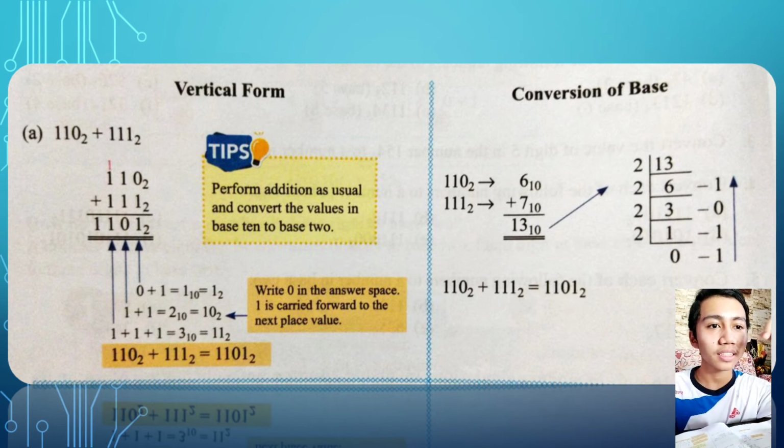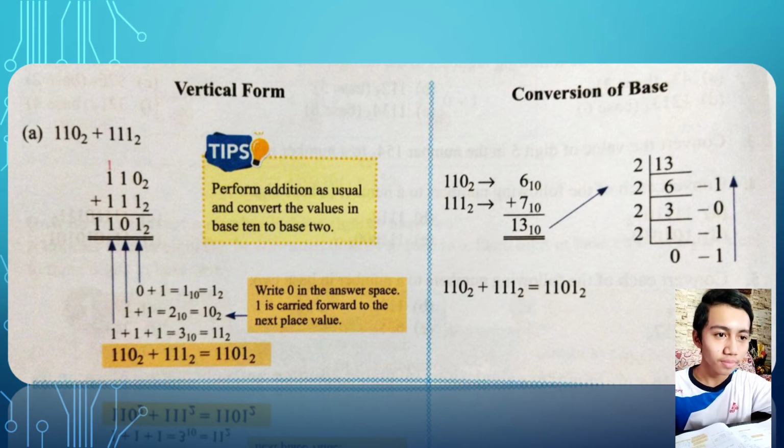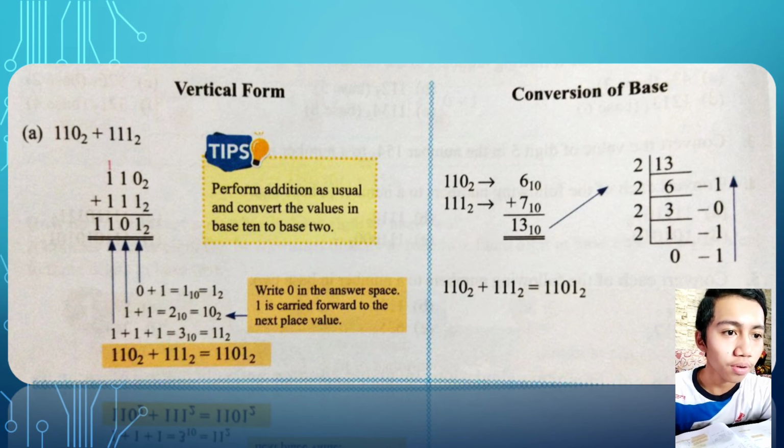Then we must add all three 1s together. We have three 1s: 1, 1, 1. So 1 plus 1 is 10, and 10 plus 1 is 11. So that's why it is written as 11 base 2. So you write 0 in the answer space, and 1 is carried forward to the next place value.